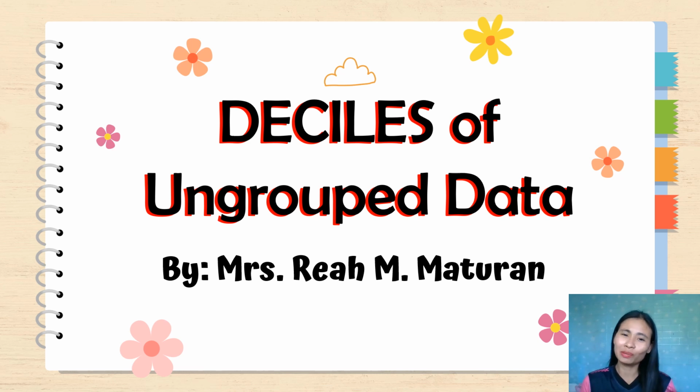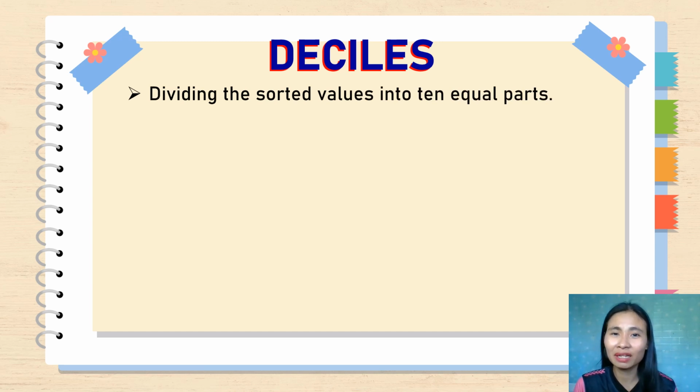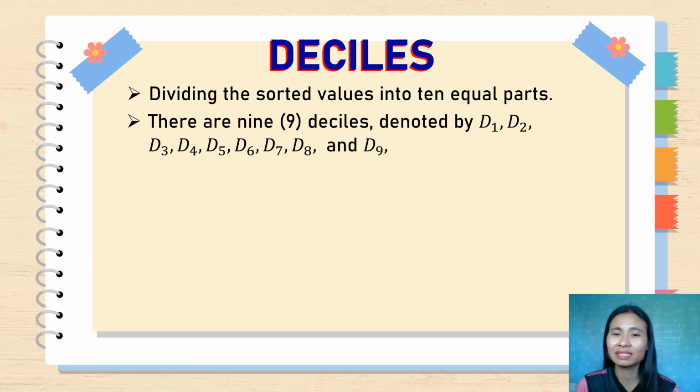So this time we're going to discuss the deciles of ungrouped data. Deciles is dividing the sorted values into 10 equal parts. So we have 9 different deciles, D sub 1, D sub 2, 3, 4, 5, 6, 7, 8, and 9.